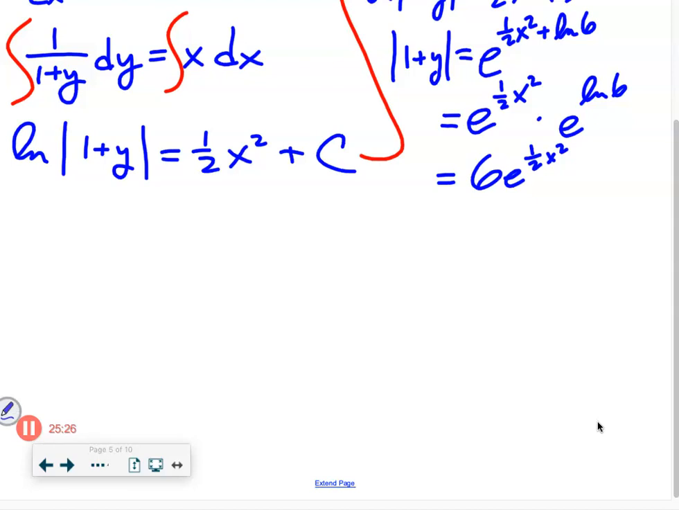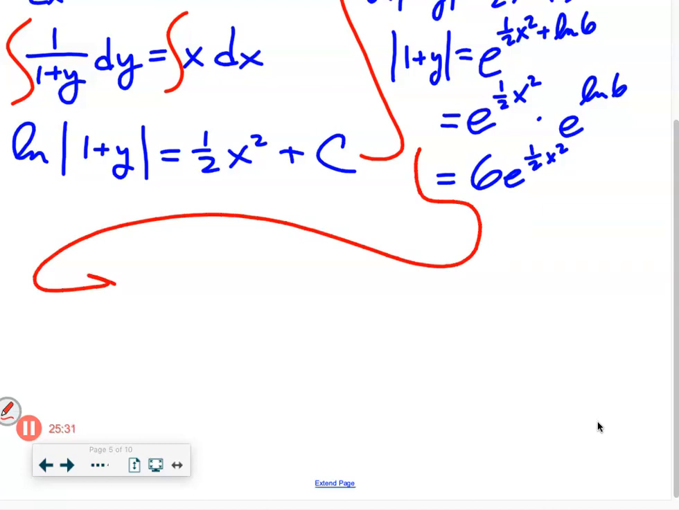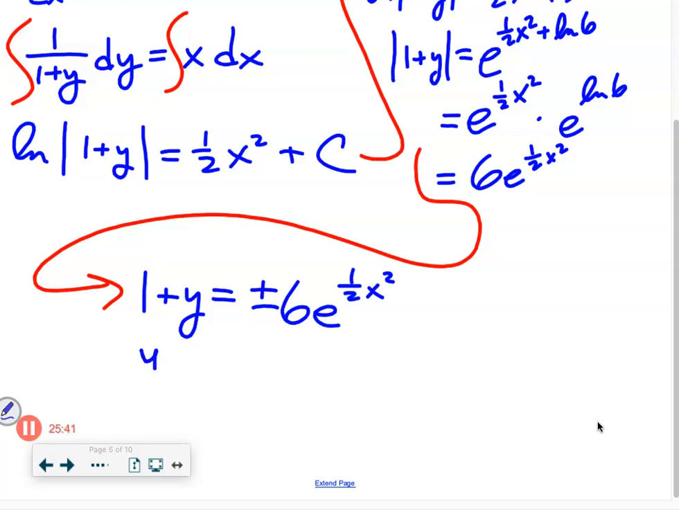So from here, we're going to drop the absolute value. We have 1 plus y equals plus or minus 6e to the 1/2 x squared, and then subtract the 1, and you get y equals plus or minus 6e to the 1/2 x squared minus 1. Are we done? No. Why not? Oh, because it's not a function.